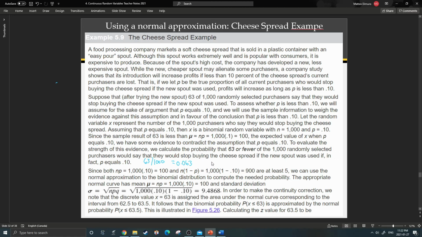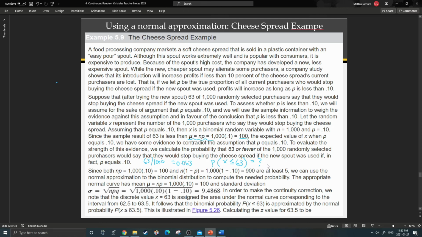We're going to normalize the data and really make sure that the true proportion of people who are not buying it, x, is less than 63. Let's say less than or equal to 63, right? 63 people or fewer. So they're basically asking, what's that probability? Well, it's a binomial question. We can use a normal approximation most likely because this is greater than 5.